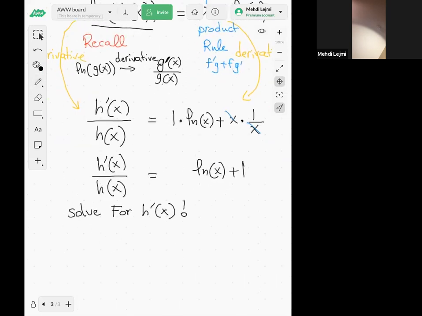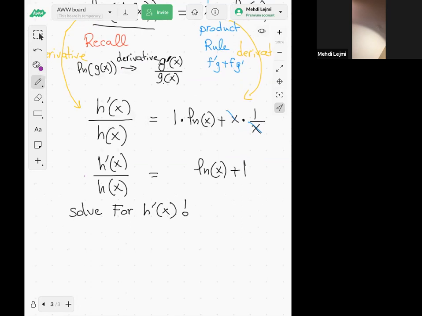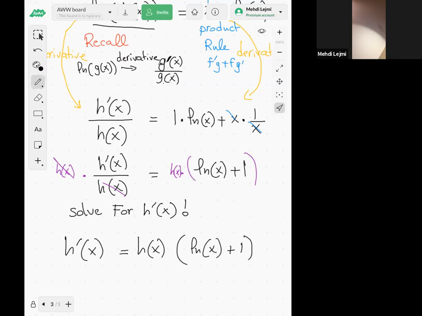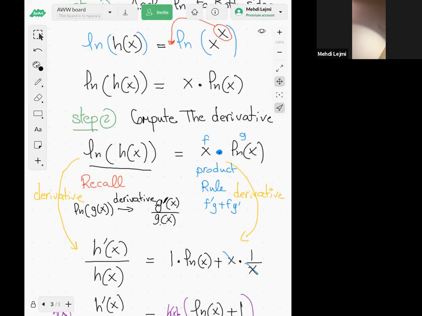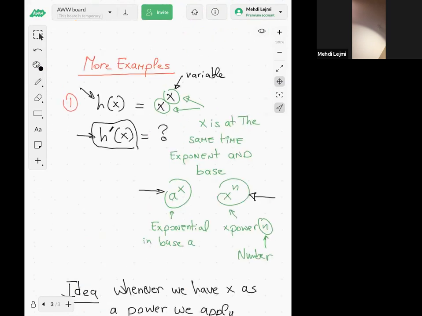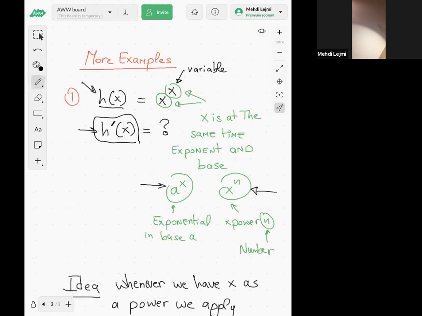So I'm going to multiply here by h of x, here by h of x, and here by h of x. Because when you multiply the left side by h of x, the h of x is going to cancel out. So that's h prime of x equal to h of x times natural log of x plus 1. And now, what's h of x? Well, that's our original initial function. h of x is x to the power x.